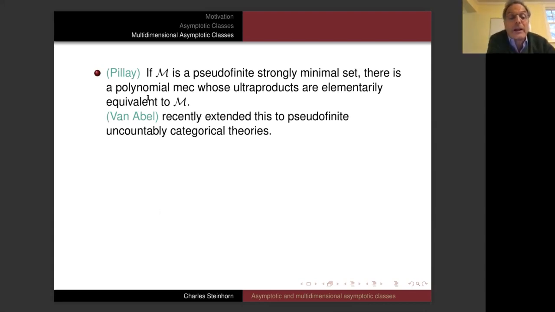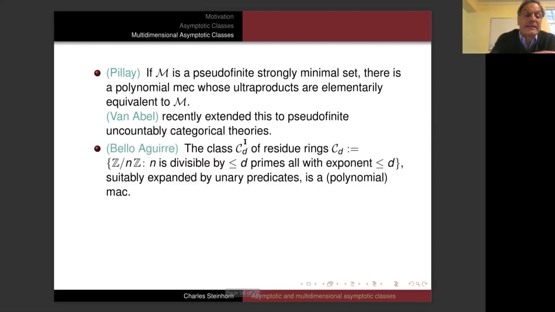generalized by Alex von Abel, who is a PhD student at CUNY, who extended this to pseudo-finite uncountably categorical theories. And then Dugald's student, Ricardo Bello Aguirre, has shown that the set of residue rings, Z mod nZ, where n is divisible by a fixed number less than or equal to d primes, all with exponent less than or equal to d, is a polynomial MAC when you expand by predicates for the individual subrings given by the prime factors in n. Otherwise, if you don't do the expansion, it's just a weak MAC.